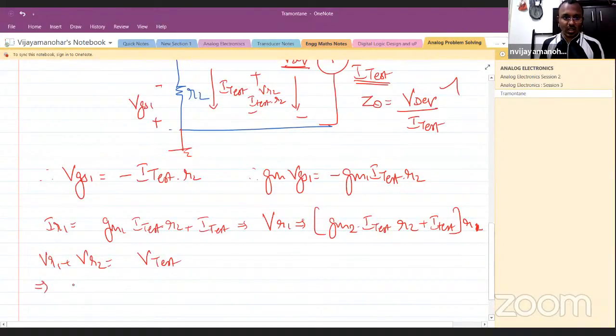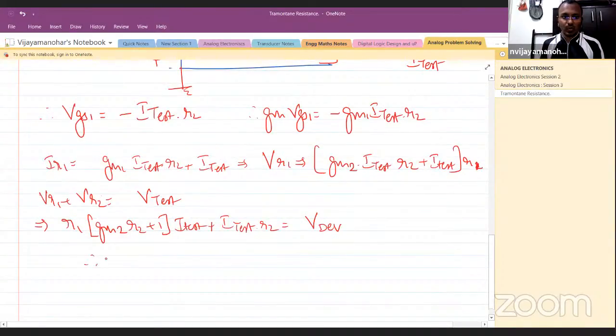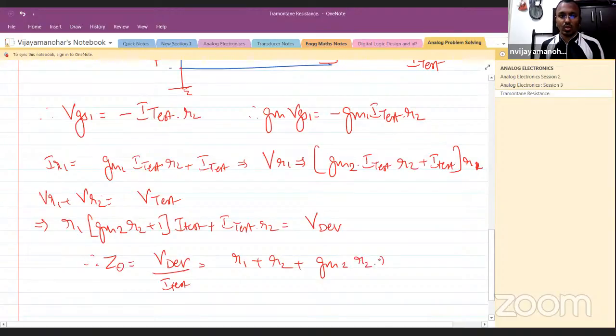So, what is VR1? VR1 is R1 into GM1. I am going to bring I test common outside. So, GM1 R2 plus 1 times I test plus I test into R2. VR2 is I test into R2. That is your V developed. Therefore, Z naught equals V developed by I test, which is R1 plus R2 plus GM1 R2 times R1.